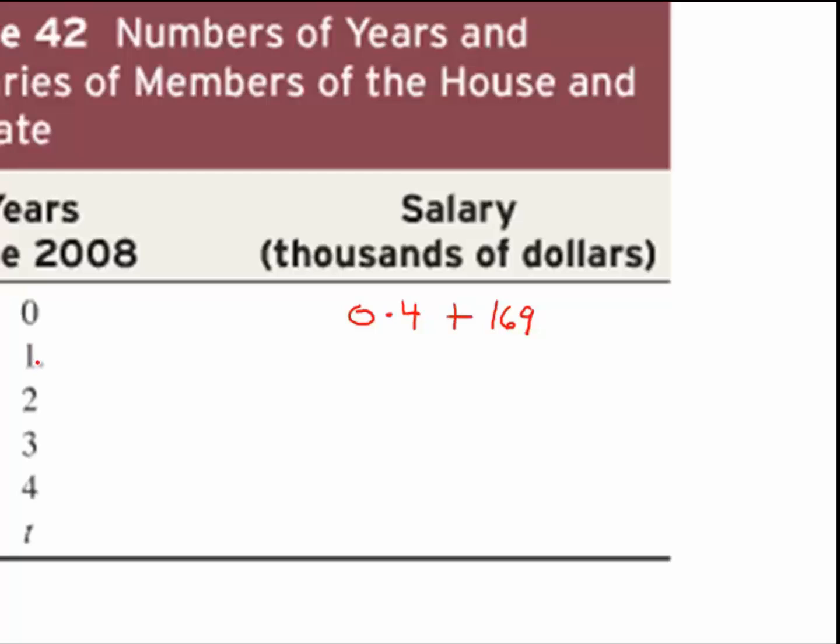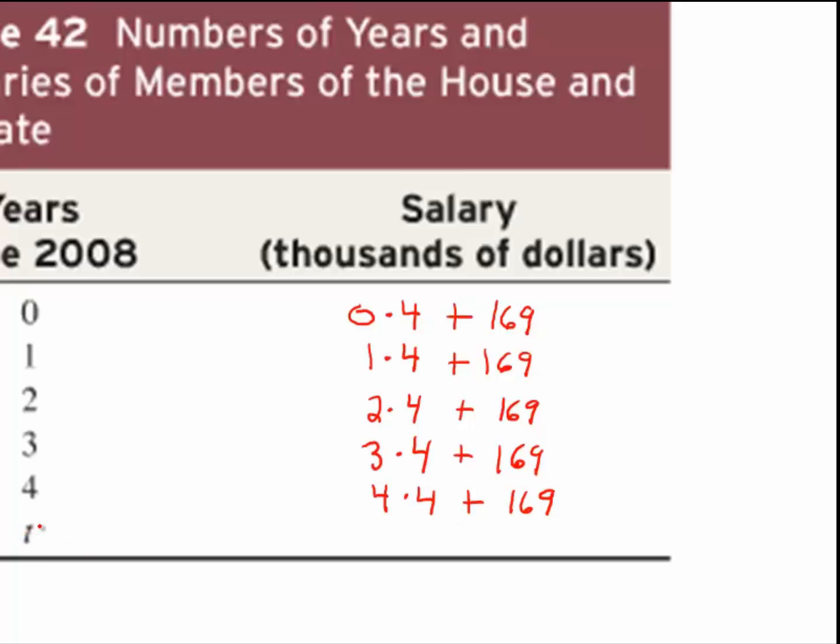Now the first year after 2008, 2009, this would be 1 year. We multiply that by 4, and then we add 169. 2 years would be 2 times 4 plus 169. 3 years plus 169. 4 years would be 4 years since 2008, so it would be 2012. And then for T, that would be T years since 2008, so that'll be T times 4 plus 169. This is our expression. Now normally we put the number first, so the expression would be 4T plus 169.